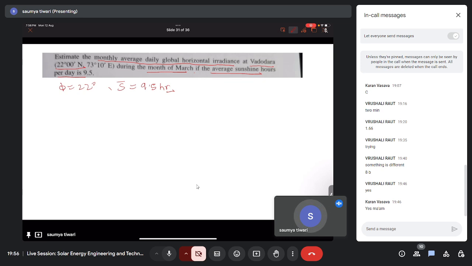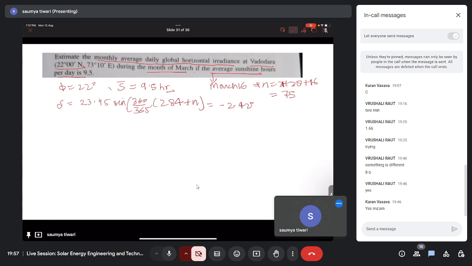Now for the month of March, the representative day for March is March 16th, for which n will be 31 plus 28 plus 16, which comes to 75, right? So you can calculate the declination angle. The declination angle will be 23.45 sine of 360 by 365 into (284 plus n). This declination angle will be equal to minus 2.42.